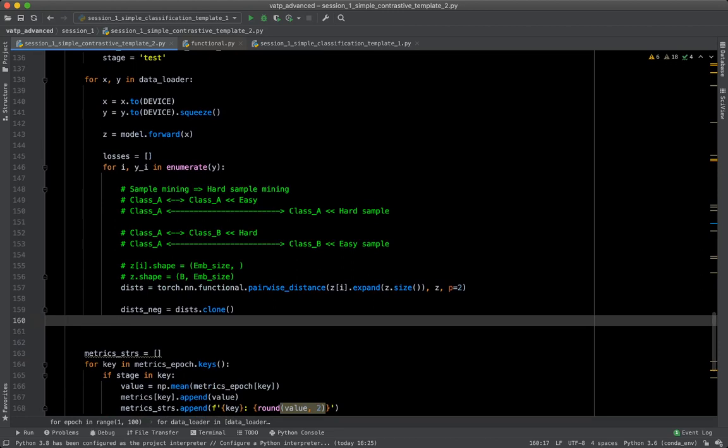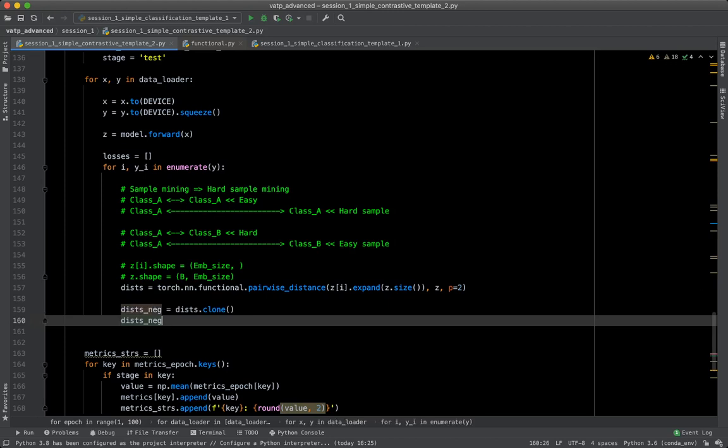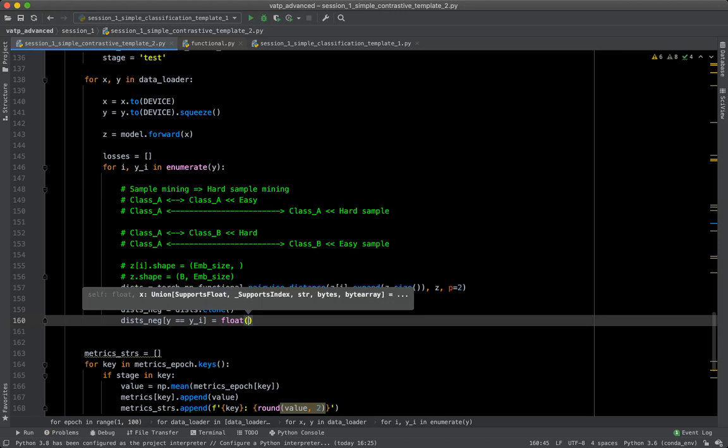So here, let's set all of the distances where we have the y class the same as the yi class to really far away. So they would be easy ones, and we would not want to look at them at all. So we will set them to infinity, like that.